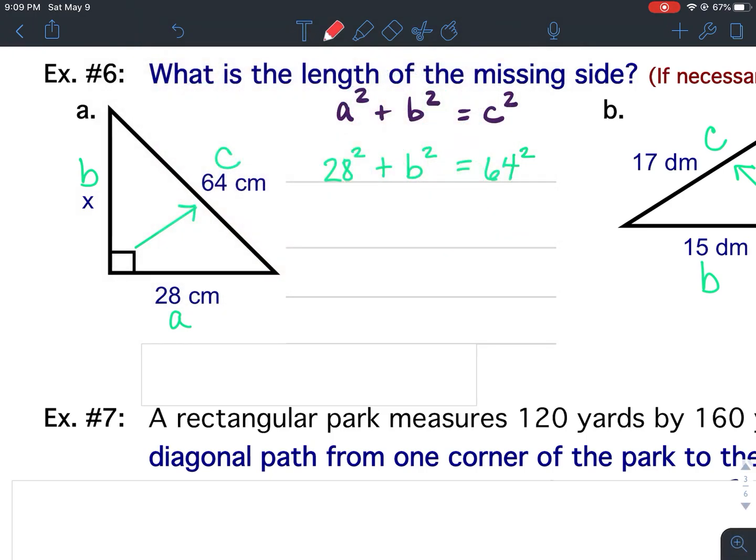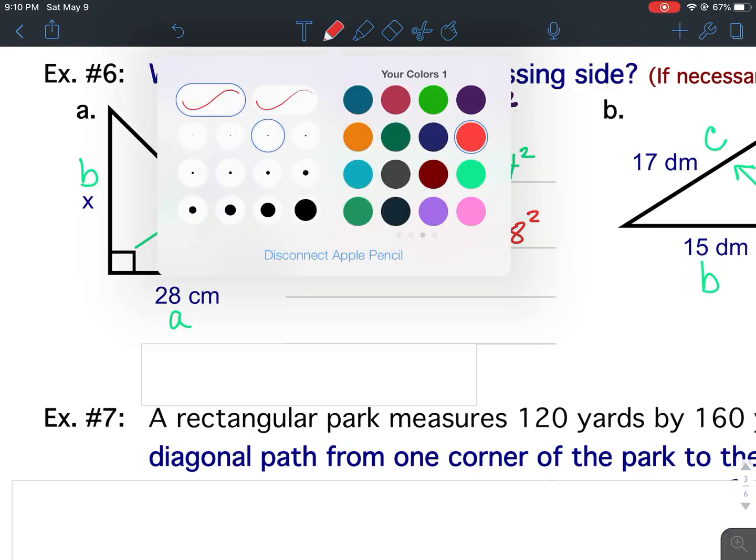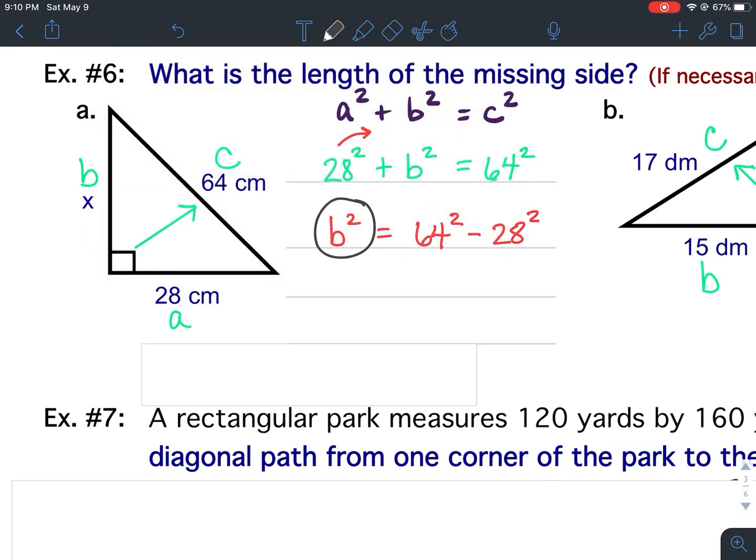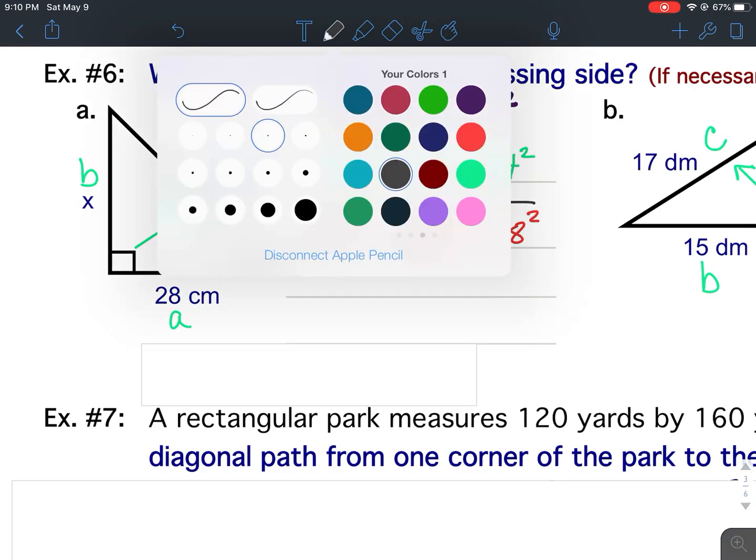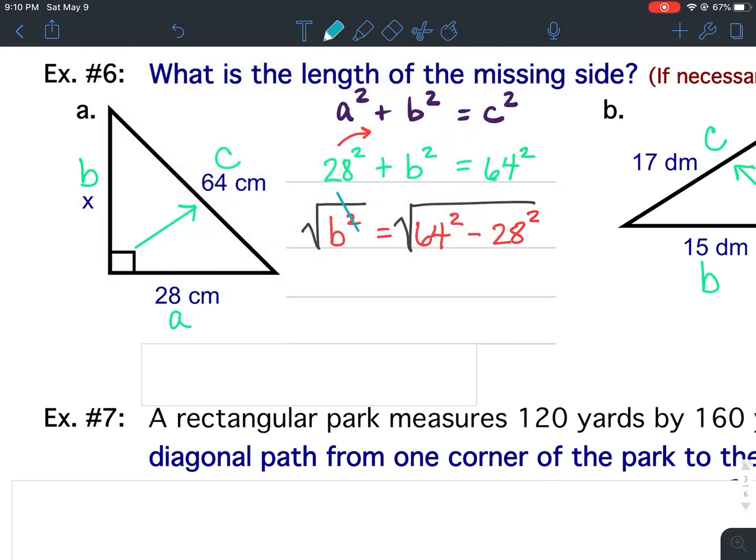Okay, because we are solving for a leg, we need to take this to the other side. So I'm going to have B squared equals the hypotenuse squared minus the leg squared. Since B squared is by itself, I can go to finding the answer by taking the square root of both sides, because the opposite of squaring something is the square root. So these would cancel out.